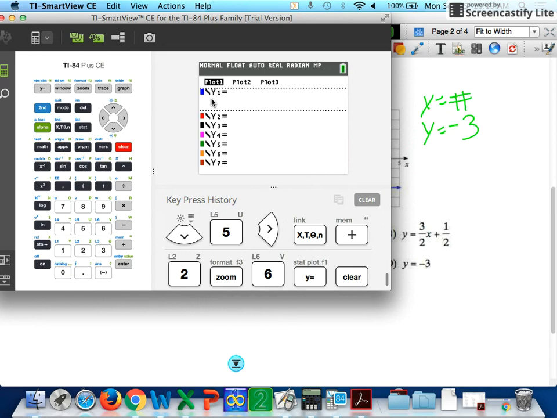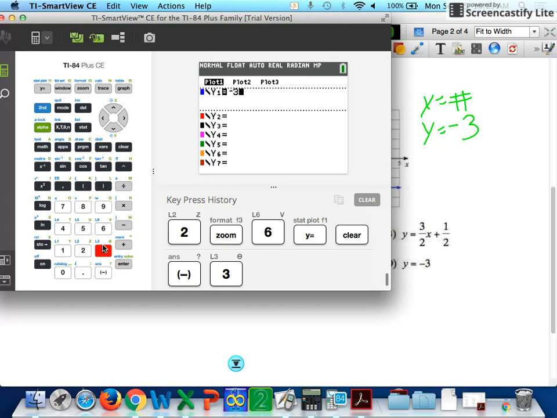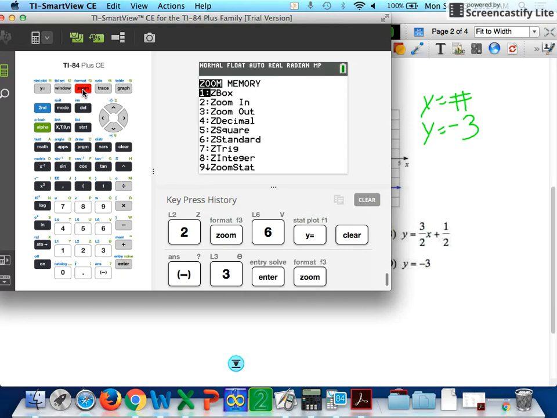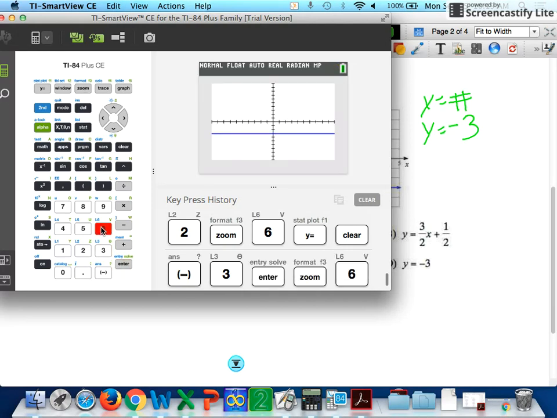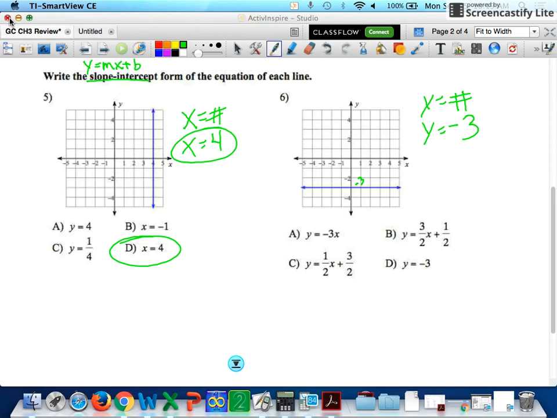Let's graph this second one, see if it matches up. -3, enter, and then I zoom 6 so that I get that standard graph. And that looks a whole heck of a lot like our other graph. So you can check this one. And then if you sit there and check that one and you've forgotten how the first one works, you can think, well, that one's horizontal and it was y equals a number. Well, that means this one must be x equals a number. It's got to be the other one. It can't be the same thing.